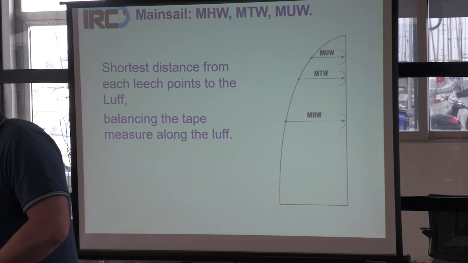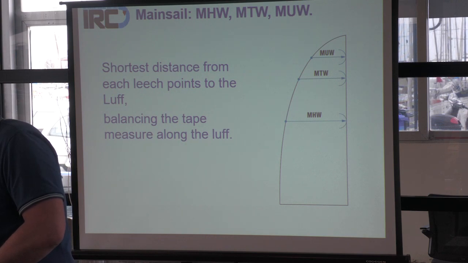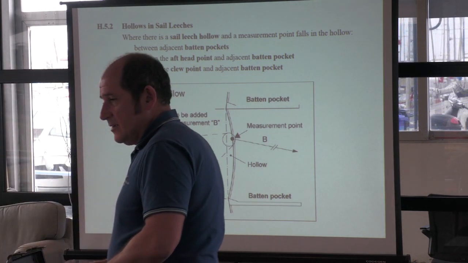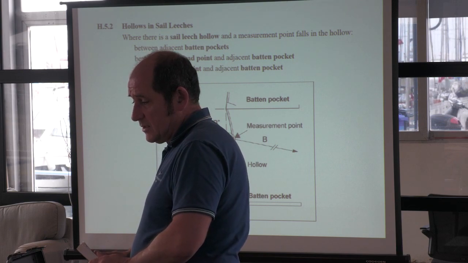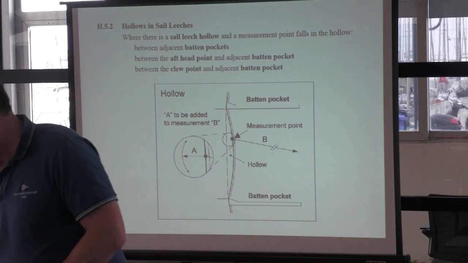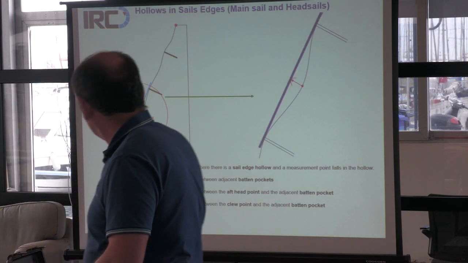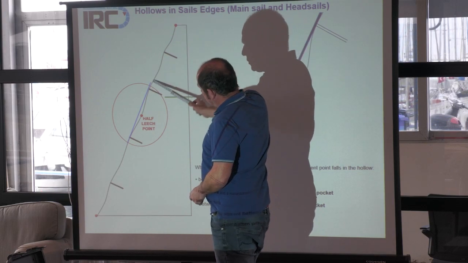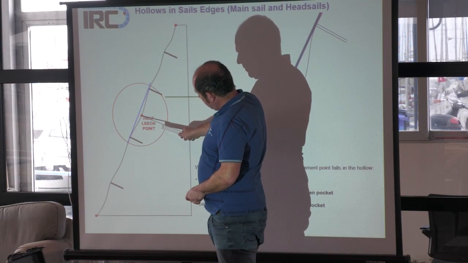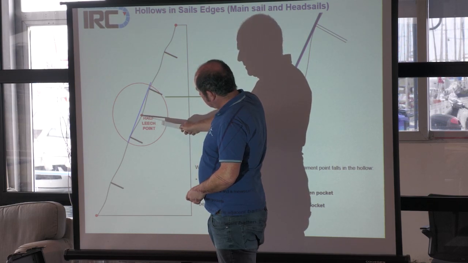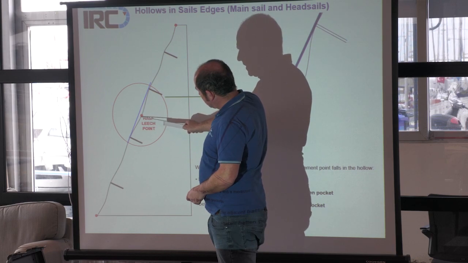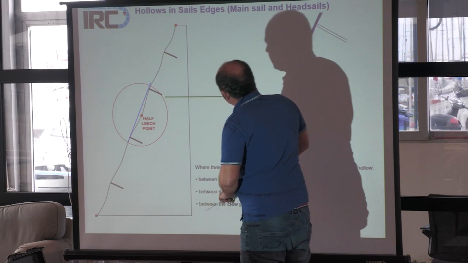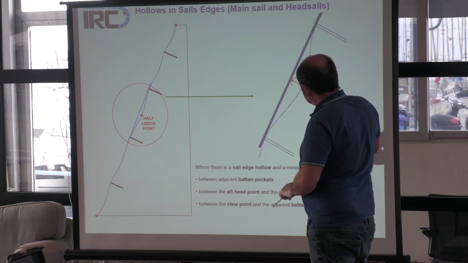But again, there is something more. It's not so simple, because we will have to add the measurement of the hollows in the sail leech. In this drawing, you see, exaggerated of course, the shape of the leech. Here you have your middle point, and we said that MHW is the shortest distance from that point to the leech. But we will have to add the sail leech hollow.